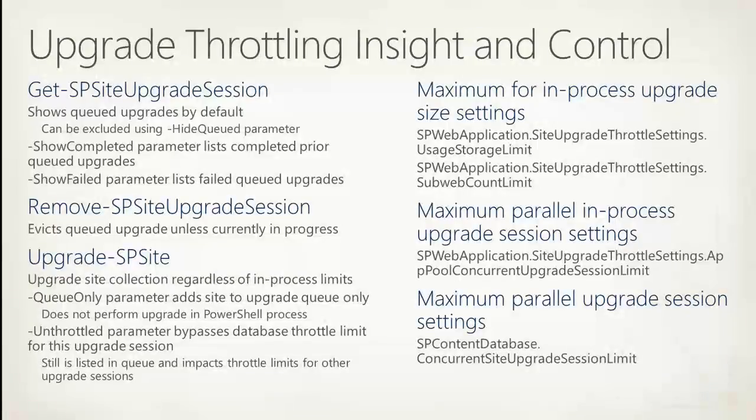But what about as an administrator yourself, as a farm administrator? How do I get control? How do I see what's going on? And that's where we come to several options here. First off, if you want insight into the queue, there's this Get-SPSiteUpgradeSession command that will list all of the waiting items in the queue by default. But you can optionally go in and say, I also want to see which ones have been completed or which ones failed. And it can list that information out as well as part of the data.